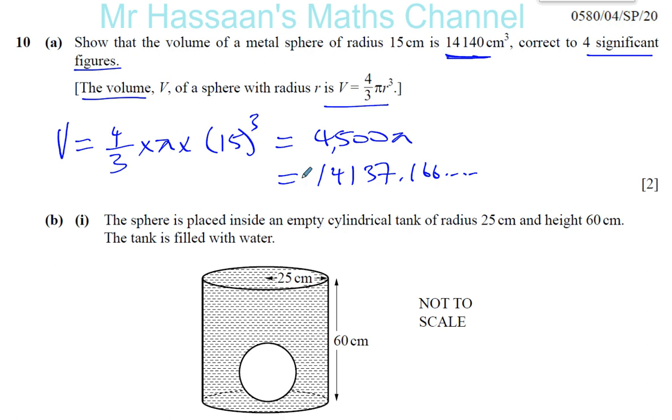But you must show that it rounds to this in 4 significant figures. This is the 4th significant figure: 1, 2, 3, 4. The number after it is greater than 4. So you've got 1, 4, 1, and this 3 has to increase by 1, becomes 4. And then any space before the decimal point must be filled with a 0. So you can show that that's equal to 14,140 centimeters cubed. So that's part A.